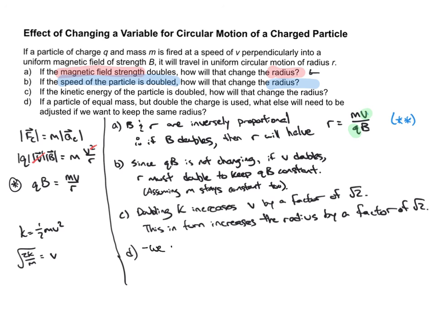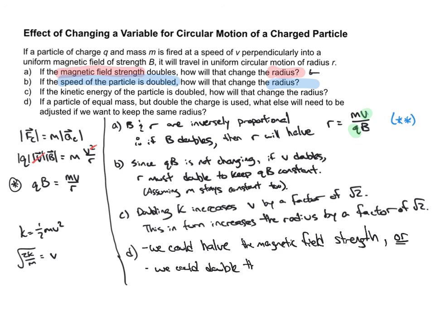So we could halve the magnetic field strength, or we could, keyword is or, we can't do both at the same time. That'll change up the ratios. We could double the speed. All right, so that's just trying to understand how variables relate to each other in this kind of an equation.